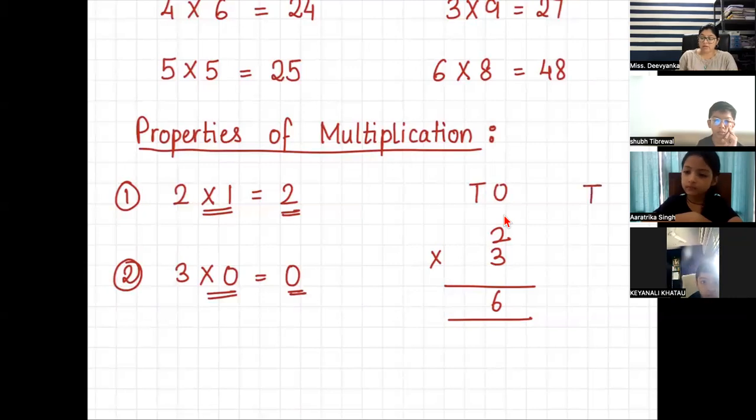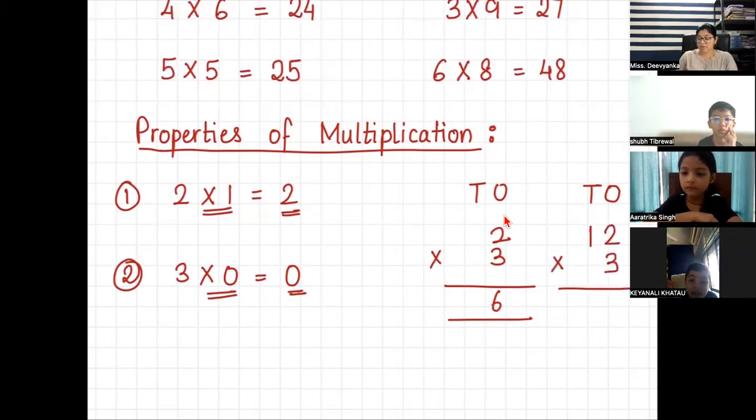Let's say I had 2-digit multiplication. So let's say 12 multiplied by 3. I write 1 in tens, 2 in the ones column, and 3 in the ones column. Okay. Now how do you do this multiplication? Stay quiet. I'm explaining. I don't want any disturbance when I'm explaining.